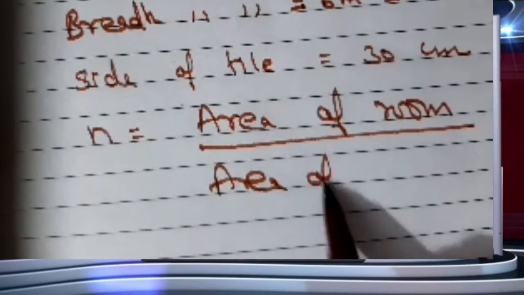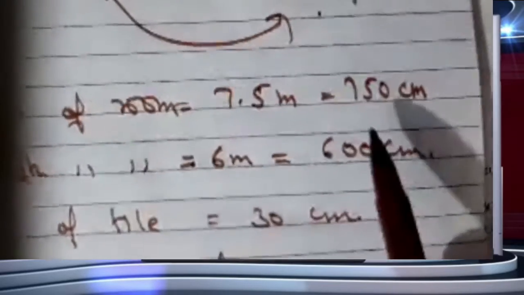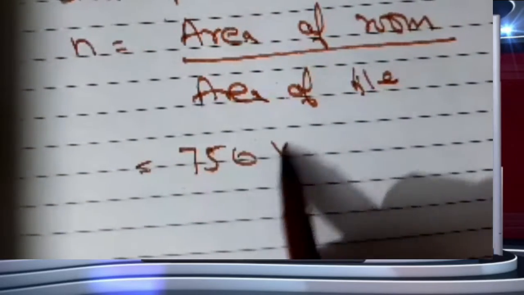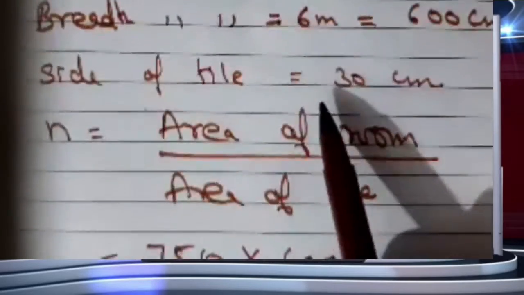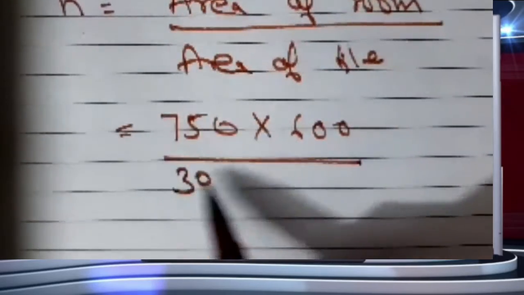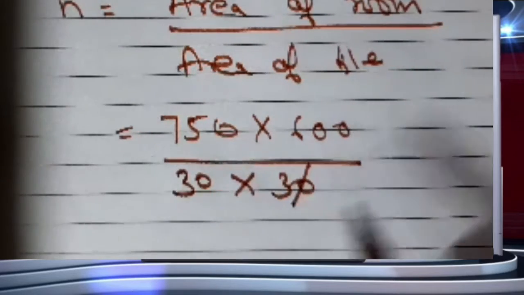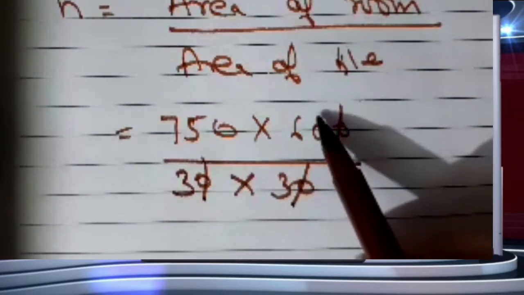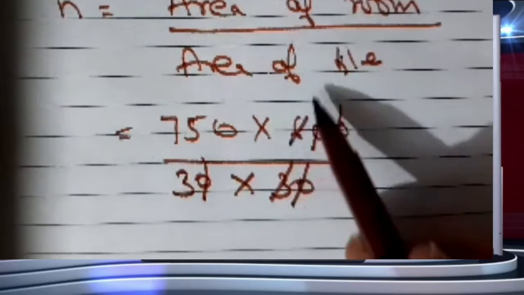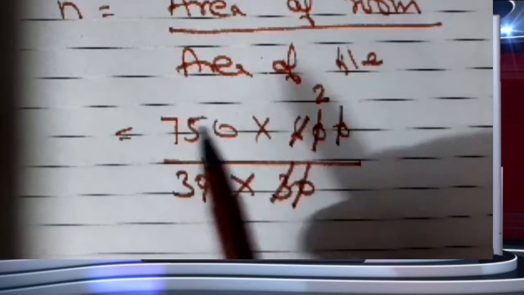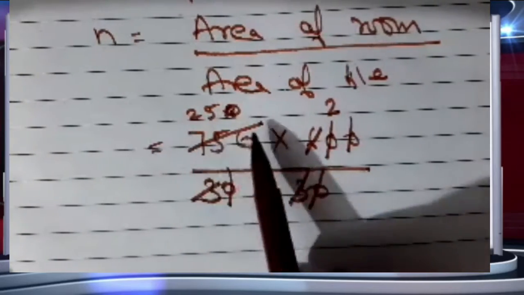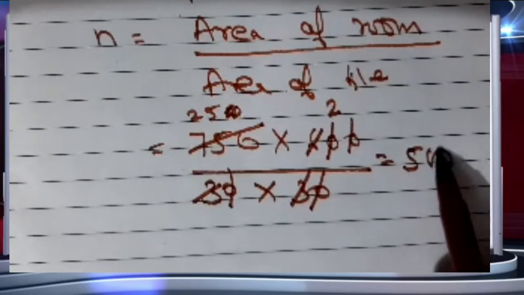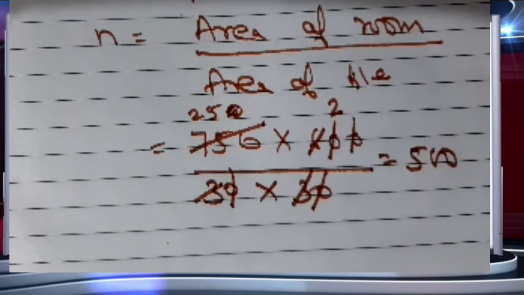So area of room is length into breadth, that is 750 into 600, and area of tile is 30. Side of tile is 30, that is area will be 30 into 30. I'll cancel this 0 with this 0 and this 0 with this 0. Here 3 2s are 6, and I will cancel this 3 with this, which is 250. Now 250 into 2 is 500. So 500 tiles are required.